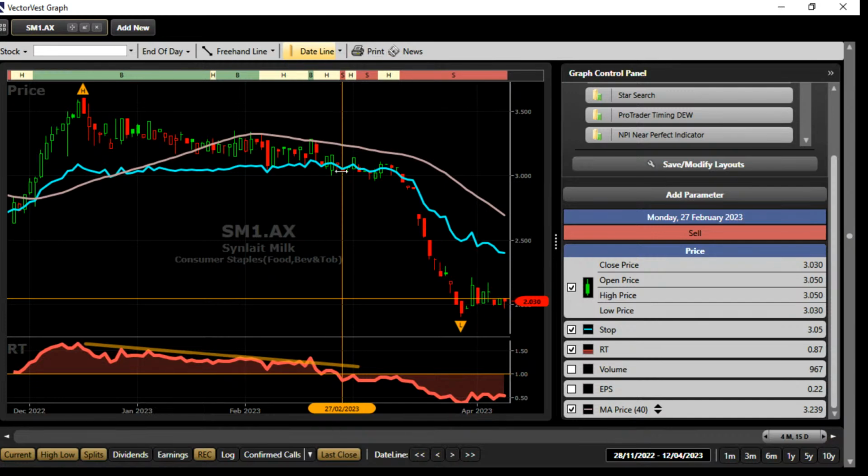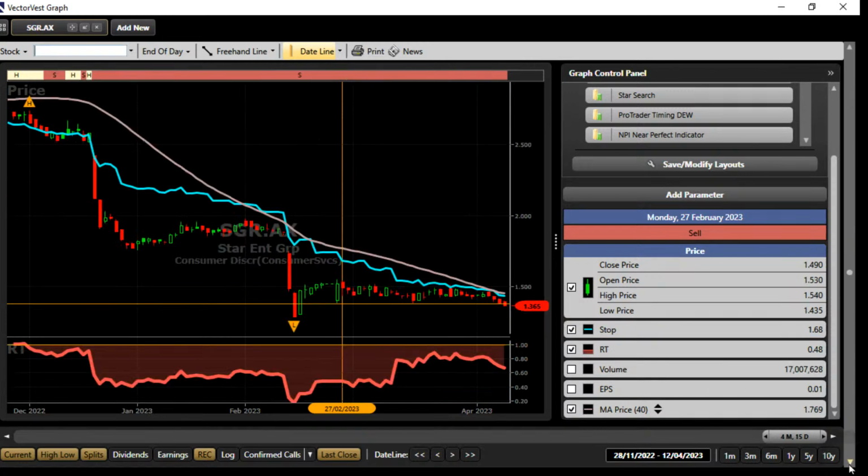It popped up through the 40-day moving average. The stop line is breached, RT below 1. There it is at $3.03. And what are we currently at today? Well, as of close of business yesterday, $2.03. So about a 30% savings in terms of a loss.